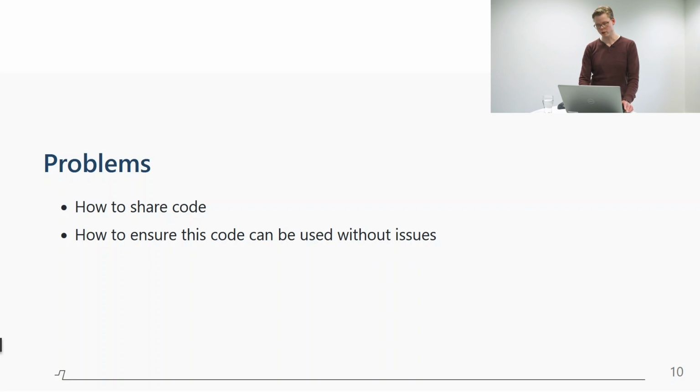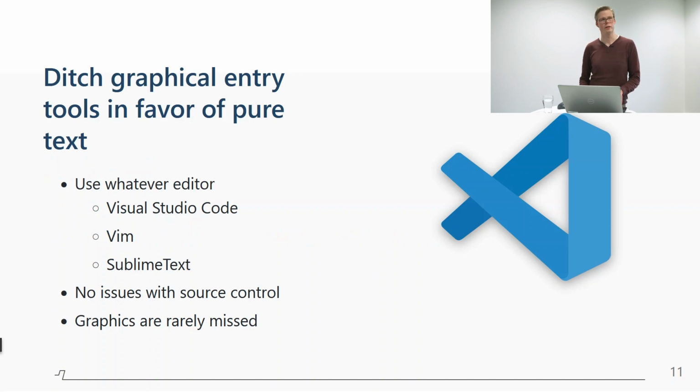But in order to get there from our starting point, we needed to change some things. First thing was we wanted to ditch our graphical entry tools and just use plain text. There's several advantages. For example, you can use whatever editor you want, for example Visual Studio Code or Vim or Sublime Text or something else. With pure text, you don't have any issues with source control. And actually, the graphics are rarely missed, and they usually even got in the way, because with the graphical entry tools, you are working more on making a nice drawing or nice diagram than actually building your FPGA design.